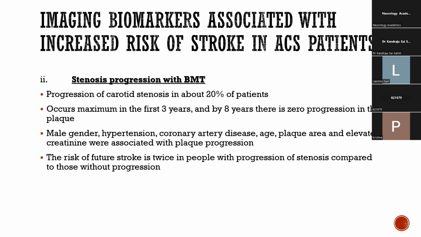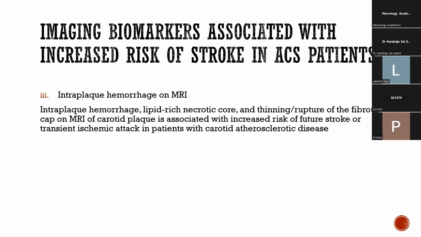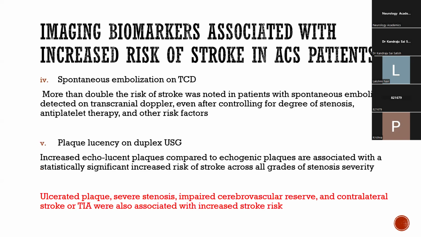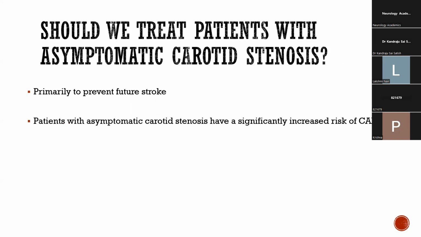Okay. So the patients on best medical therapy, we have to follow up with ultrasound of the neck every 6 months to look for the stenosis progression. And the next imaging biomarkers are the intraplaque hemorrhage on MRI, lipid-rich necrotic core, thinning as well as rupture of the fibrous cap. This we have seen. And next is the spontaneous embolization on TCD and the plaque lucency on the duplex ultrasound. So ulcerated plaque, severe stenosis, impaired cerebrovascular reserve, and the contralateral stroke or TIA were also associated with increased stroke risk.